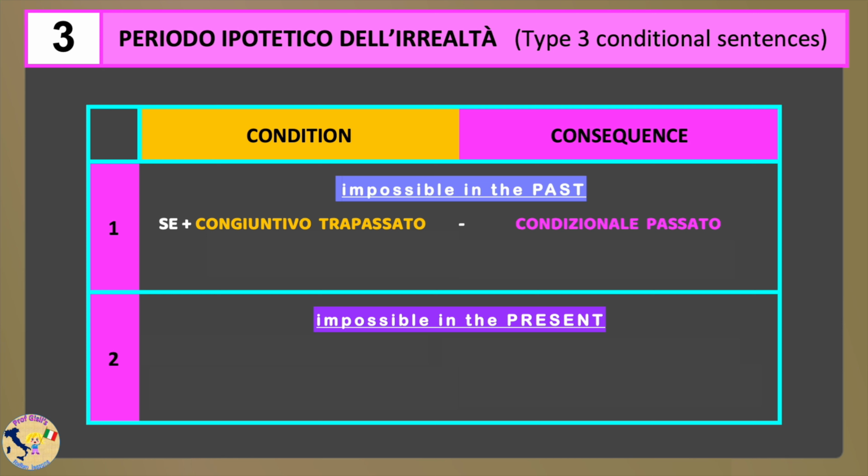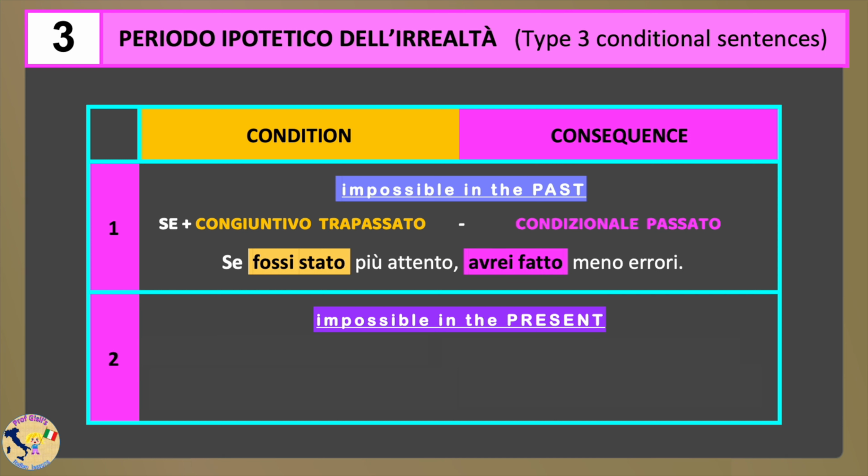So, for example, by saying "Se fossi stato più attento, avrei fatto meno errori," if I had been more careful I would have made fewer mistakes, we are describing a past action that didn't happen and that made the desired outcome impossible to achieve. Type 3 conditional sentences expressing an impossible consequence in the present are formed with se plus past perfect subjunctive (congiuntivo trapassato) in the subordinate clause and the present conditional (condizionale presente) in the main clause.